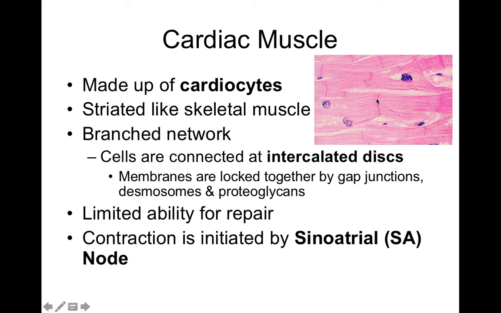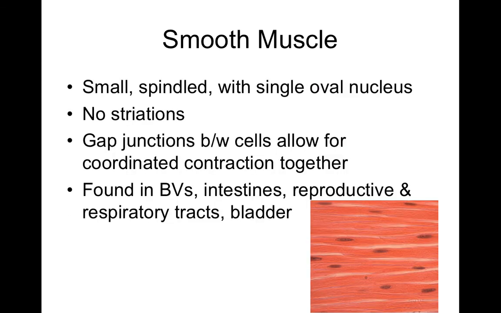This also allows for a very deep contraction of the heart so that muscle cells don't pull apart. There's very limited ability for repair in cardiomyocytes, very similarly with skeletal muscles, although skeletal muscles are much easier to repair. And the contraction, we'll talk way more about this when we get to the cardiovascular system, is initiated by the sinoatrial node.